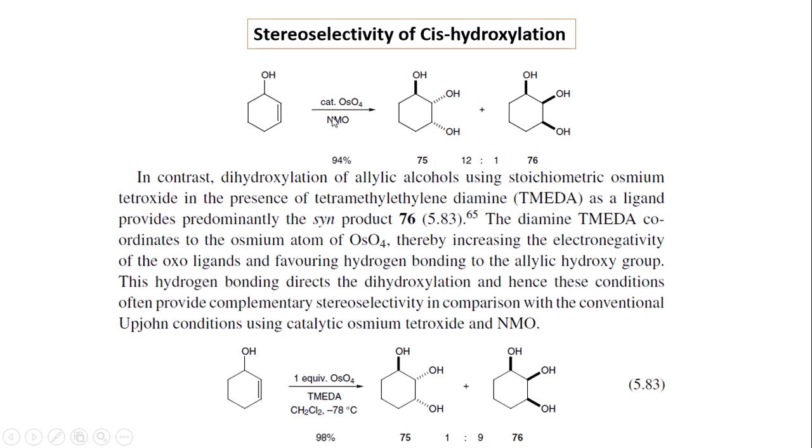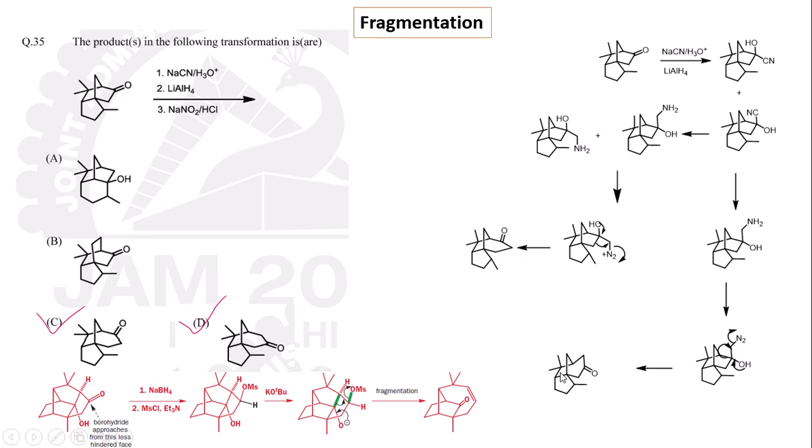So the osmium tetroxide, in the presence of NMO, gives the product 75 as the measured product, but in the absorption condition using osmium tetroxide catalyst, 76 is the measured product. This is a very interesting problem. You can see that. Next problem is the fragmentation problem.